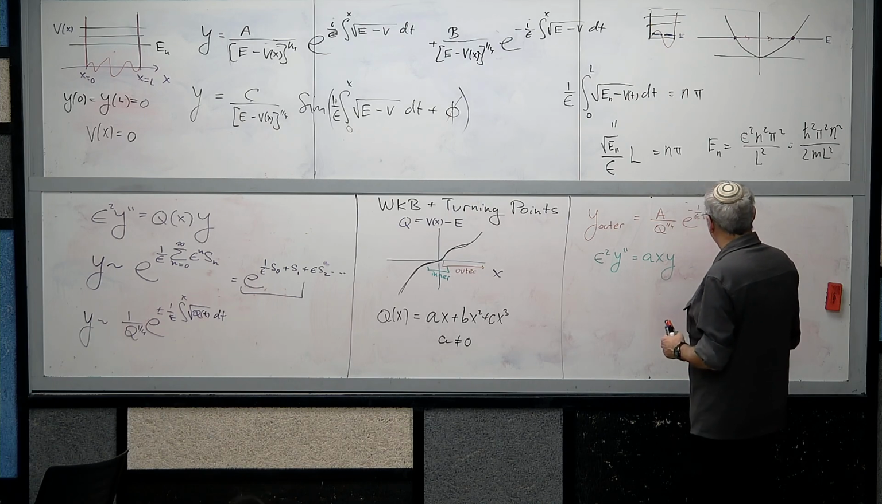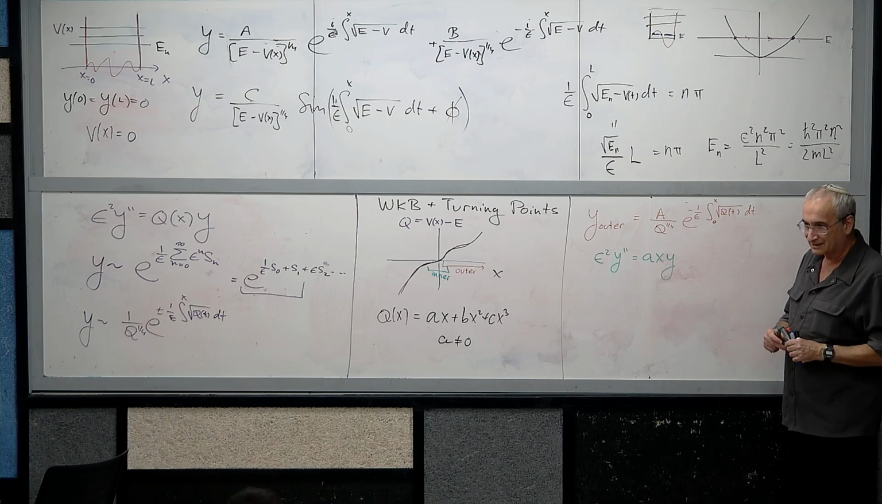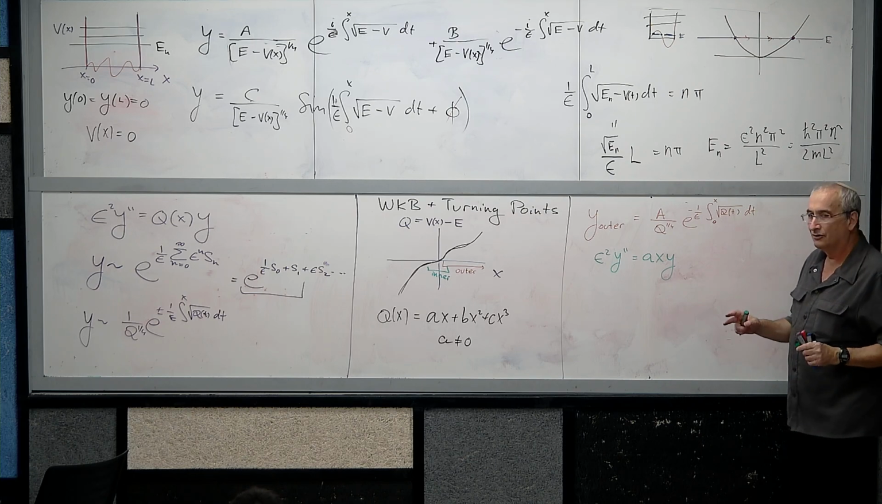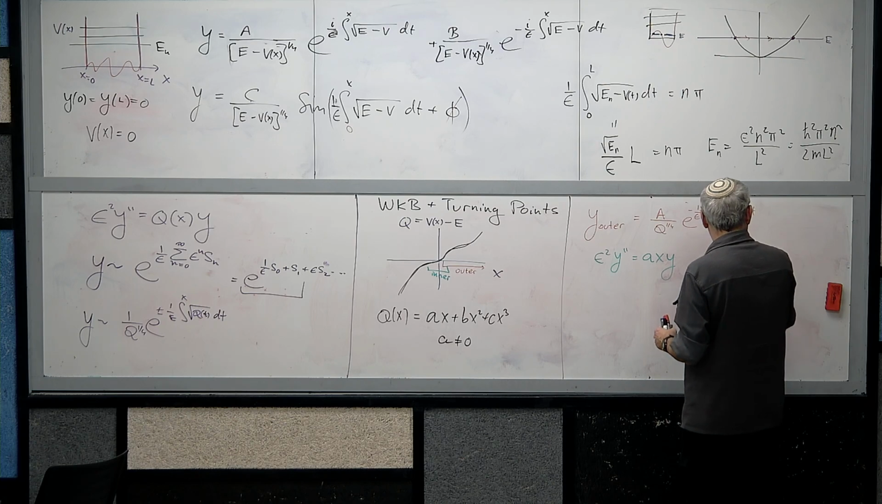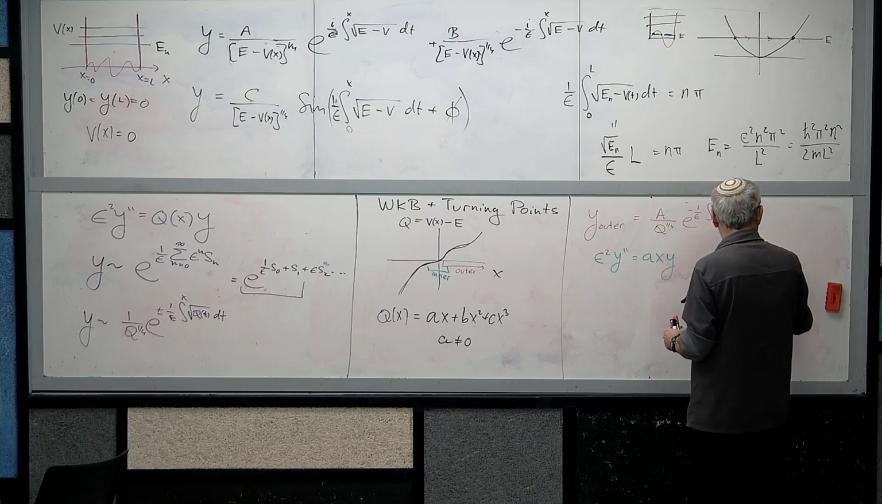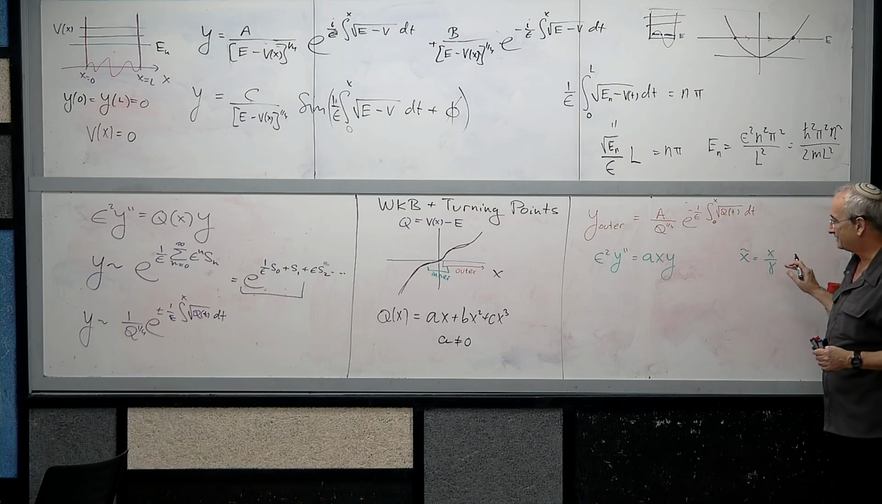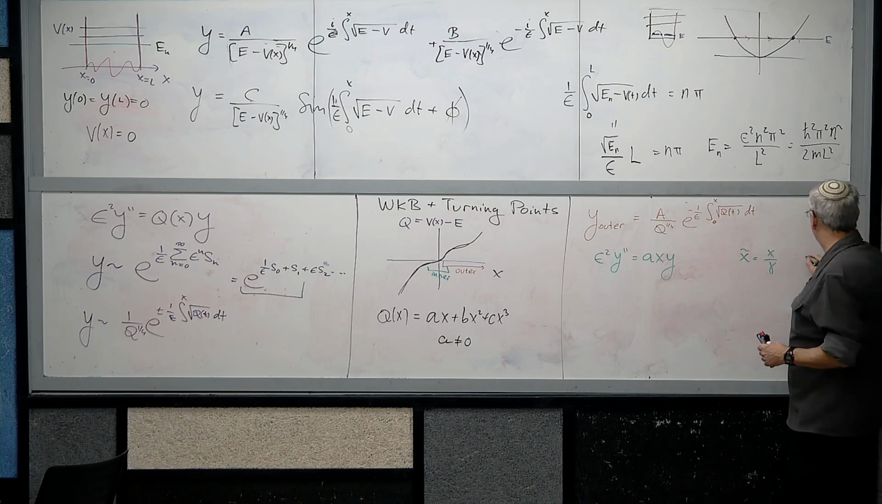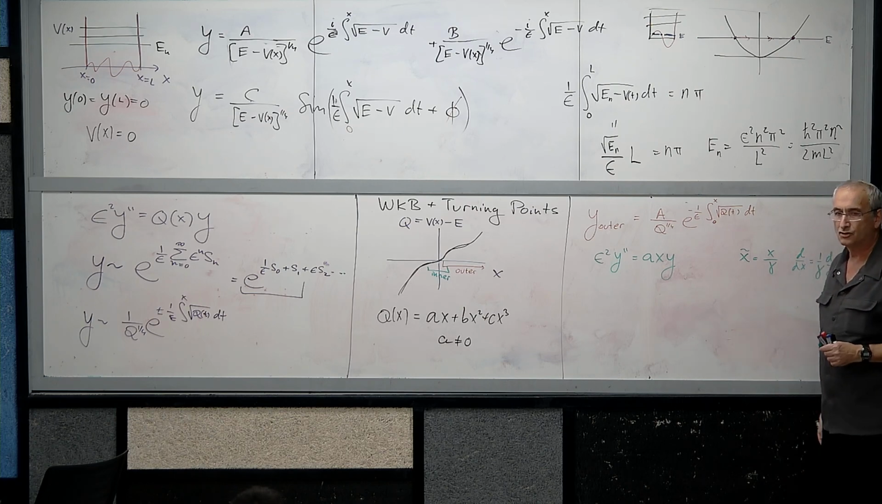Fine. Does that look familiar to you? It's Airy, up to a whole lot of constants. So let's make it honest-to-God Airy. How are we going to do that? I will define x tilde as x over gamma, where gamma is some parameter that I will choose immediately. And then d/dx is 1 over gamma d/dx tilde by the chain rule.